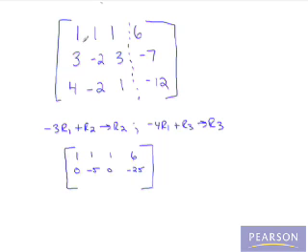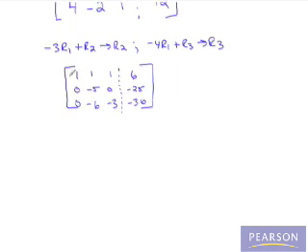Now we'll take negative 4 times row 1, add it to row 3 to get a new row 3. Negative 4 times 1, negative 4, plus 4, 0. Negative 4 times 1, negative 4, plus negative 2 is negative 6. Negative 4 times 1, negative 4, plus 1 is negative 3. And negative 4 times 6, negative 24, plus negative 12 is negative 36. So there's our augmented matrix after these two row operations.